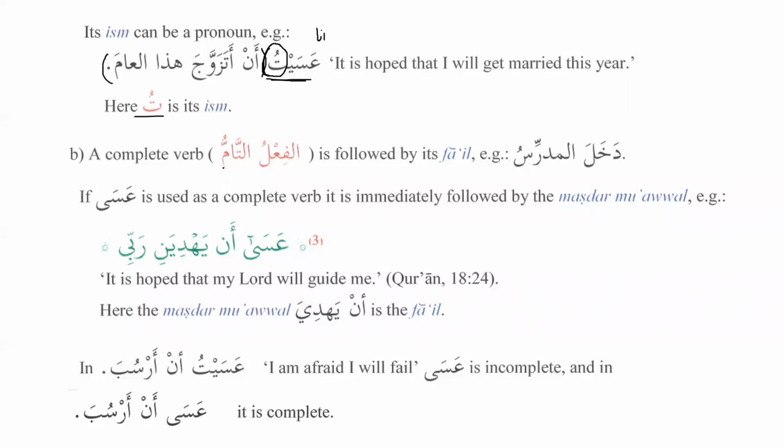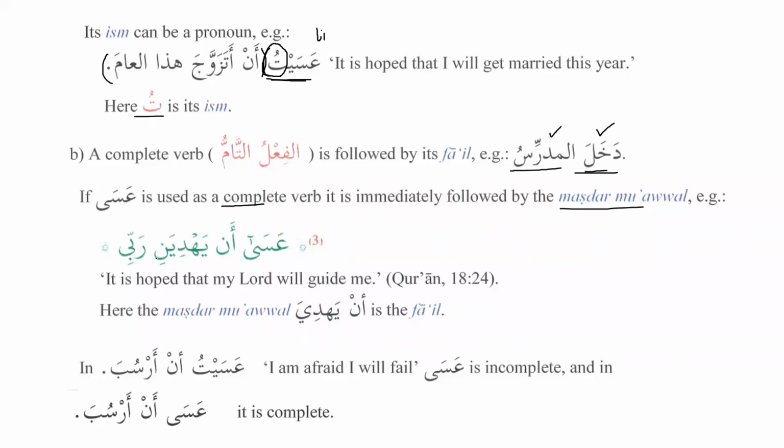A complete verb, al-fi'l al-tamm, is followed by its fa'il. Dakhala al-mudarrisu. So we know that when we say dakhala al-mudarrisu, the teacher entered. It's a complete verb, and we know that dakhala is the verb and al-mudarrisu is the fa'il, or the doer of the action. If asa is used as a complete verb, it is immediately followed by the masdar al-muawwal. Asa an yahdiyani rabbi.